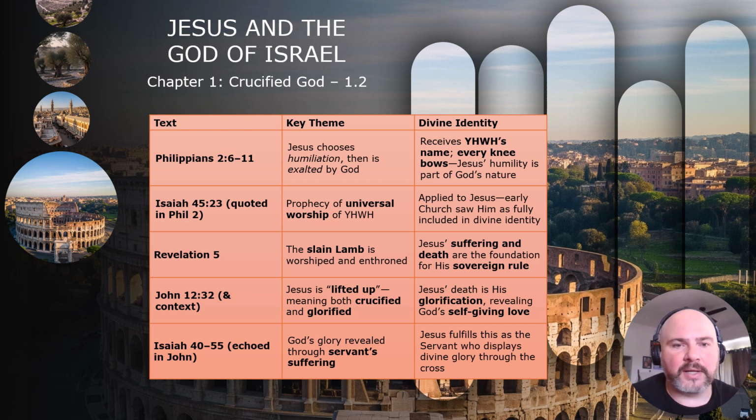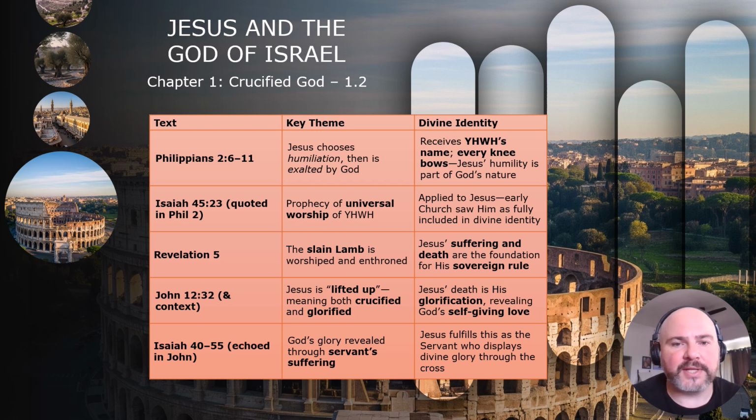Bauckham focuses on Philippians 2:6 through 11 and Isaiah 45:23. Paul sees Jesus as pre-existent and voluntarily descending into humility. The name above every name is a reference to Yahweh in Isaiah 45. The worship of Jesus doesn't break monotheism, it confirms his inclusion in the divine identity.